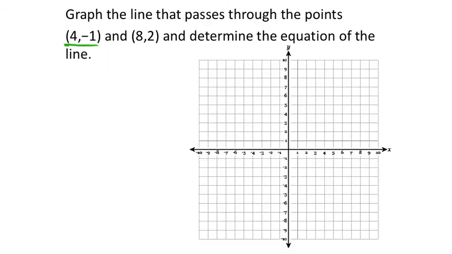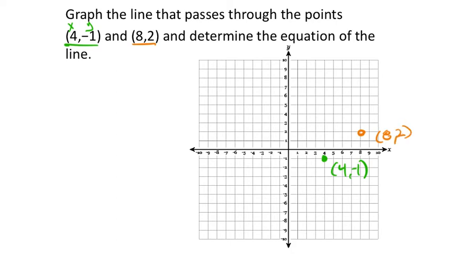So I'm going to start with 4, -1. So my x is 4, my y is -1. From the origin, I go to the right 4 on the x-axis, and then down 1 for my y number. That's going to be 4, -1. Okay, so I found 4, -1. Now I will go to 8, 2. So from the origin, I go right 8 up 2. And that would be the ordered pair, 8, 2.